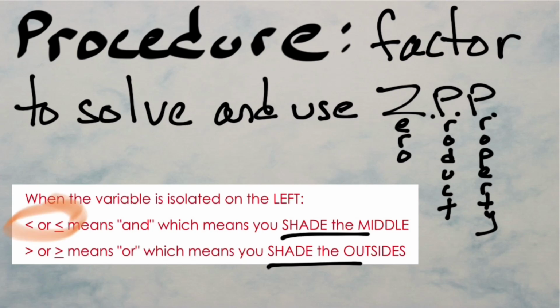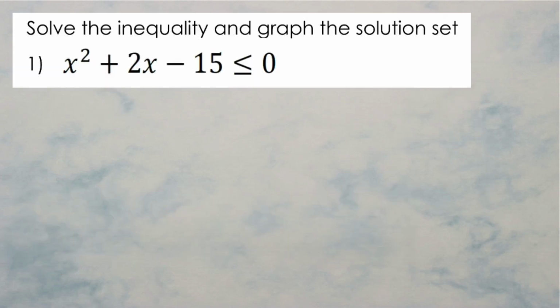If you have the less than or the less than or equal to signs, we call that an and problem. And if you have the greater than signs, we call that an or problem. And for and problems, you shade the middle. For or problems, you shade the outside. So let's just go ahead and do one of these and then take it from there.